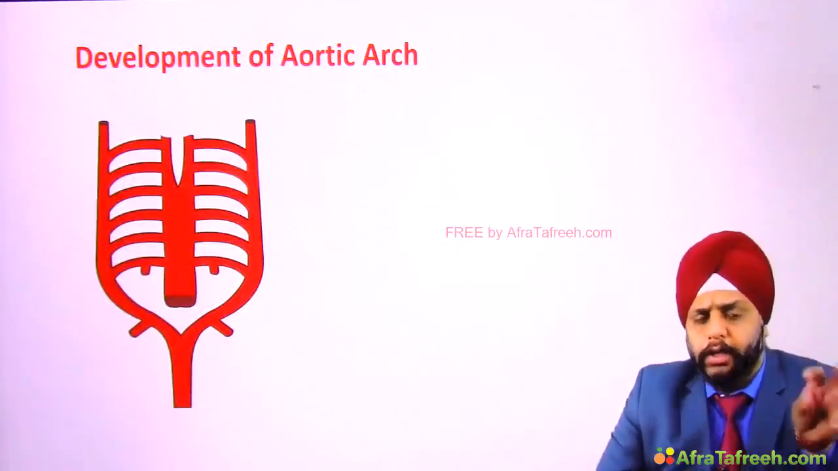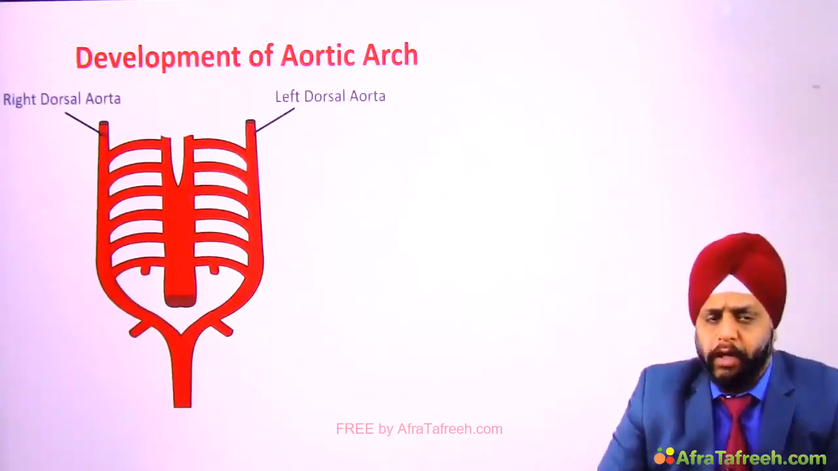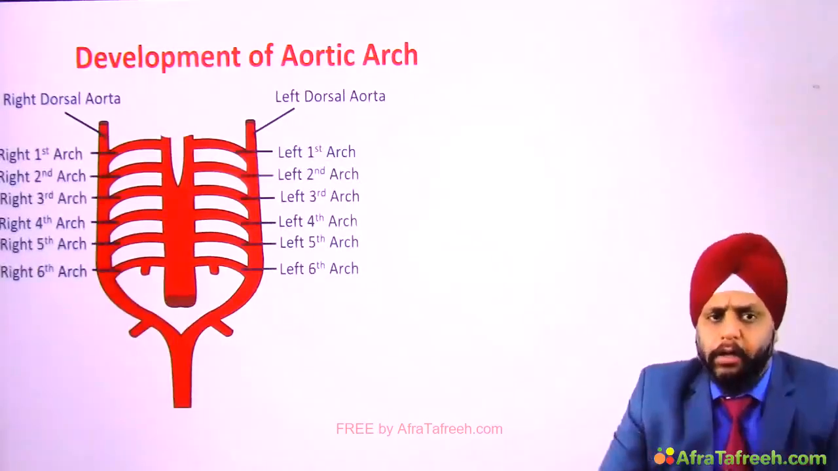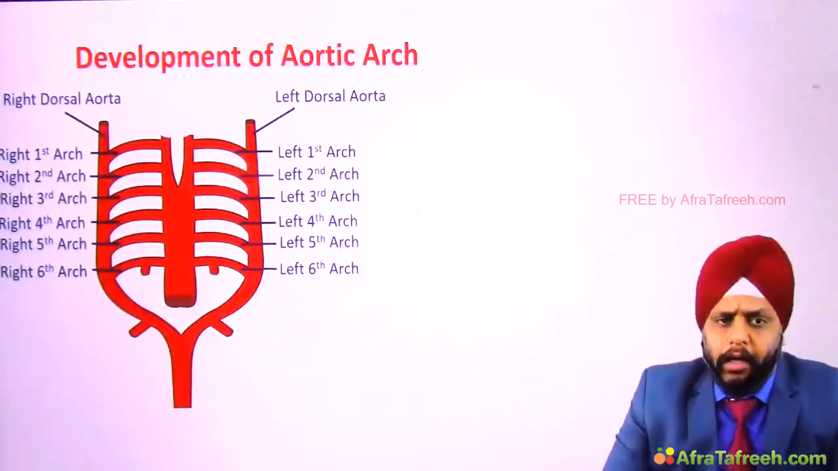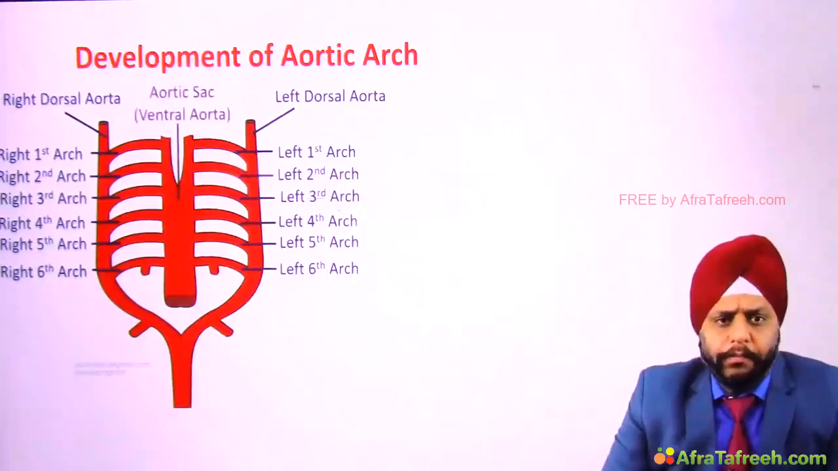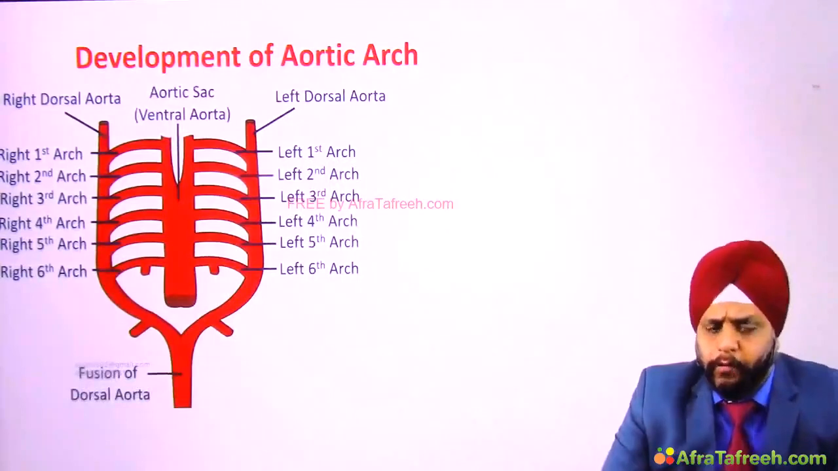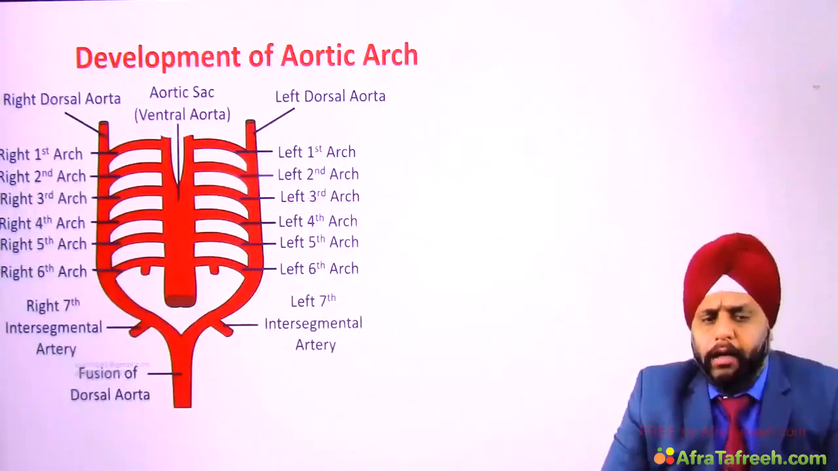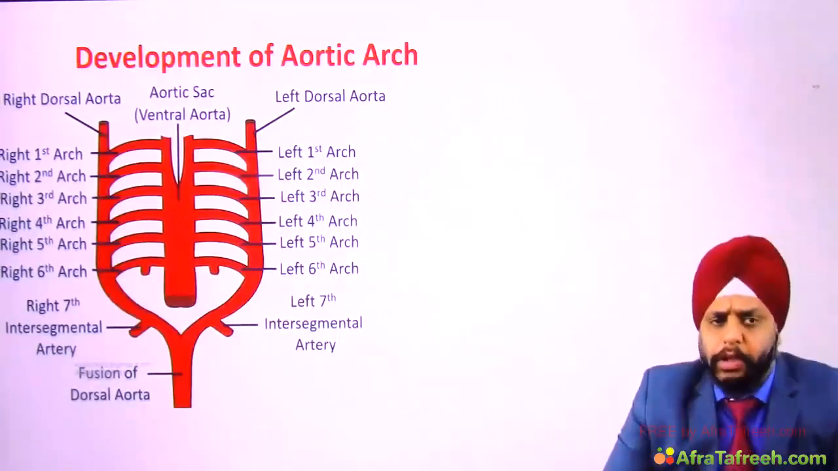Let's go back and study some embryology. Let us discuss the development of the aortic arches. It is very important to understand the nerve supply of the larynx. Now we can see the right and the left dorsal aorta and the right and left arches and the blood supply. We can see the aortic sac that forms the ventral aorta. We can see the fusion of the dorsal aorta and the right and left intersegmental arteries. So these are the embryological structures present.